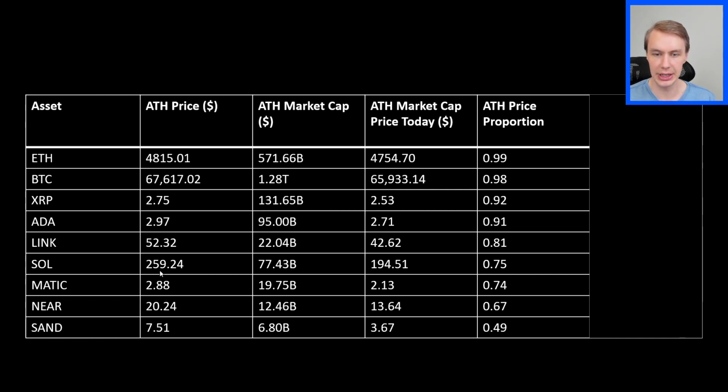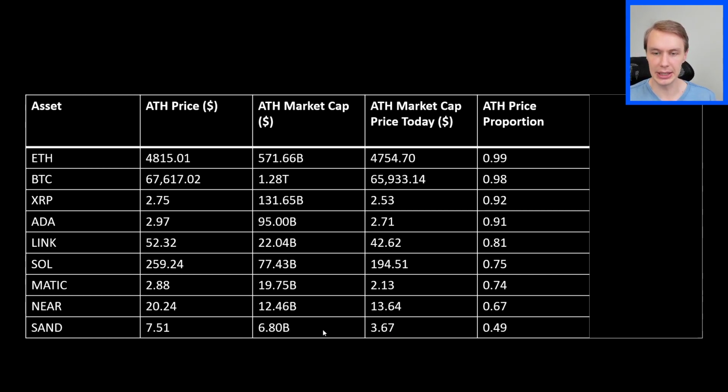So for all of these, and you'll notice there was something like Sand or Near, it's a lot worse of an outlook. So for Sand, its all-time high price was $7.51, but if it got back to its all-time high market cap of $6.8 billion, it would only be sitting at a price of $3.67, less than half of the value of last time it was at that market cap.